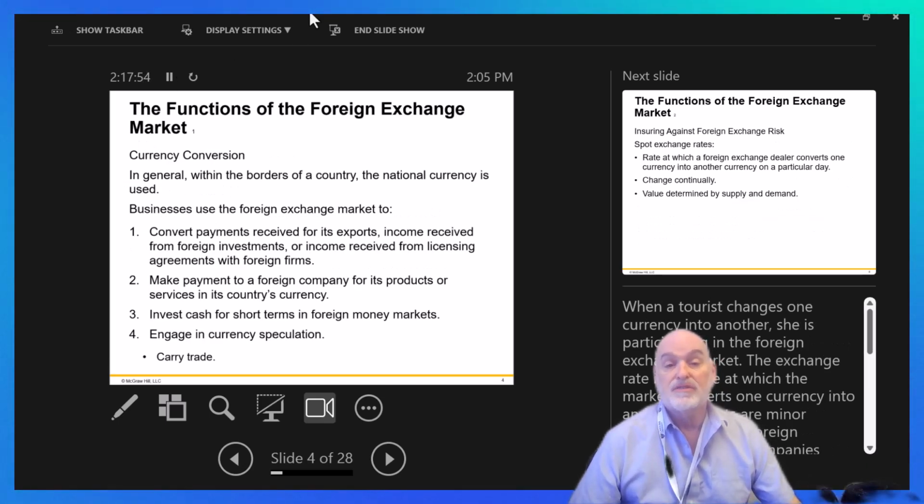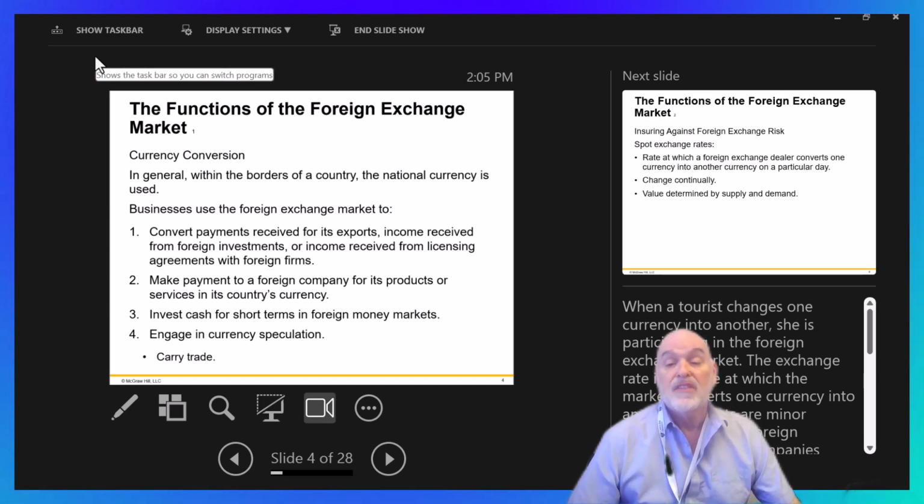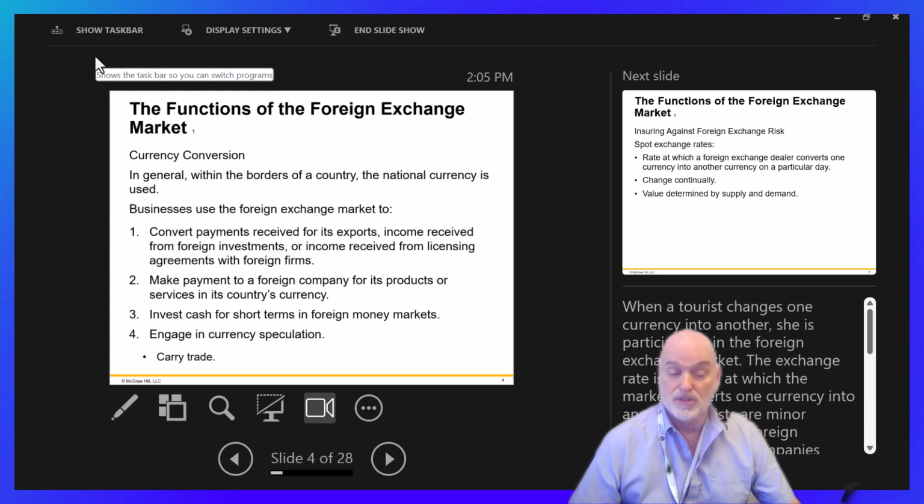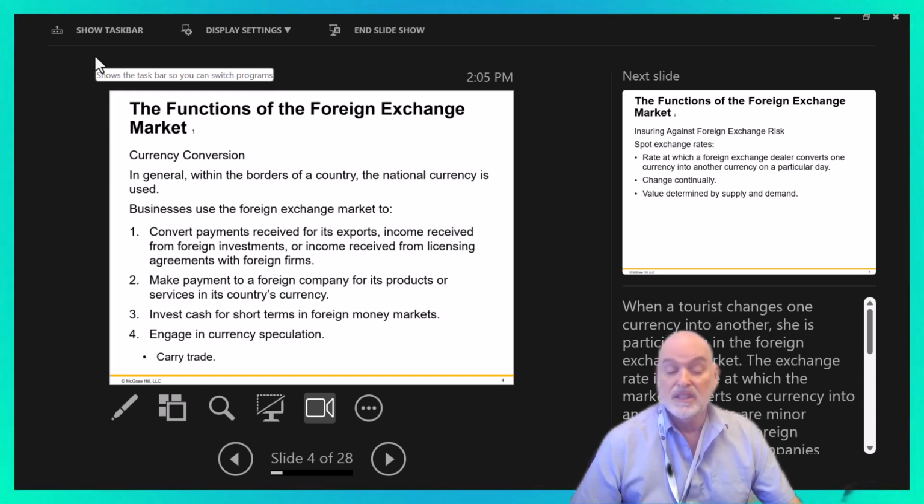The functions of the foreign exchange market: currency conversion. In general, within the borders of a country, the national currency is used. Businesses use the foreign exchange market to, number one, convert payments received for its exports, income received from foreign investments, or income received from licensing agreements with foreign firms. Number two, make payment to a foreign company for its products or services in its country's currency. Number three, invest cash for short terms in foreign money markets. Number four, engage in currency speculation, carry trade.